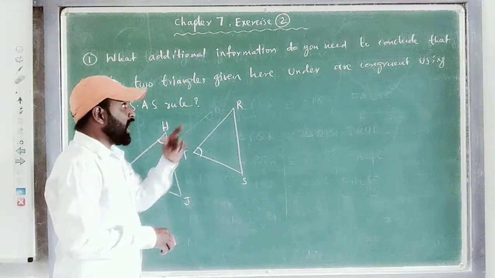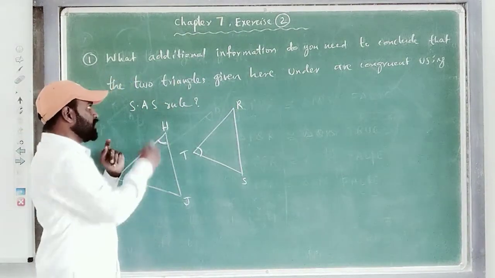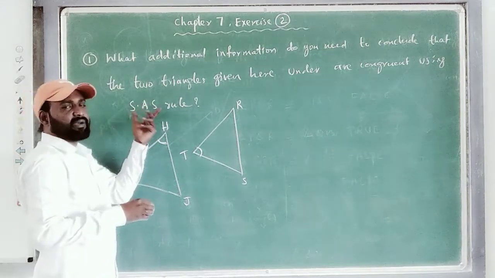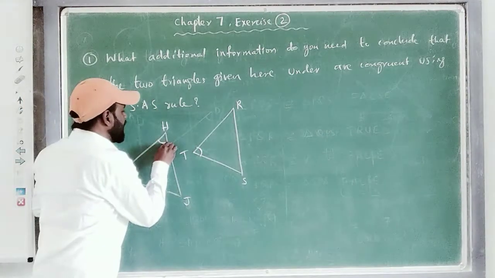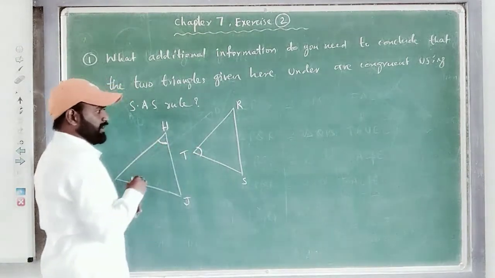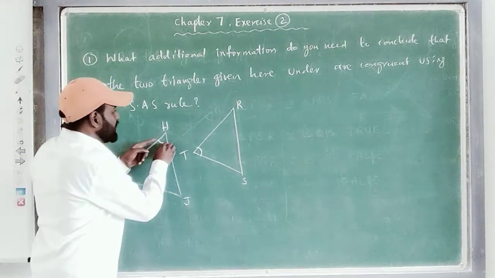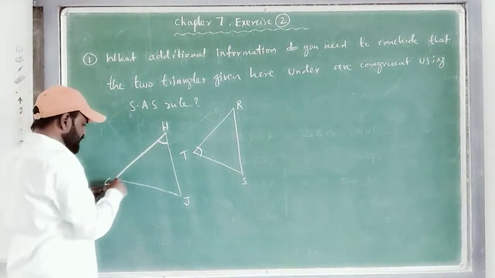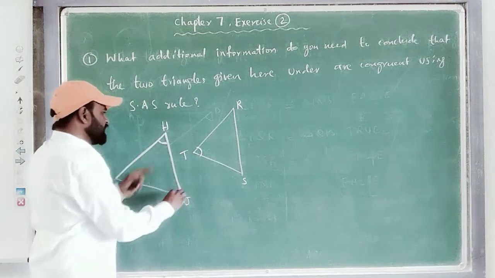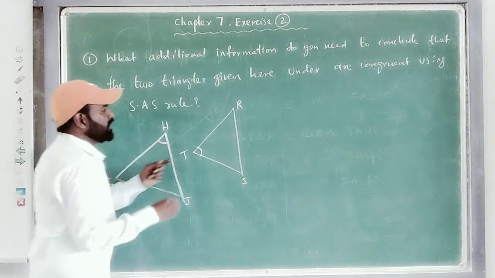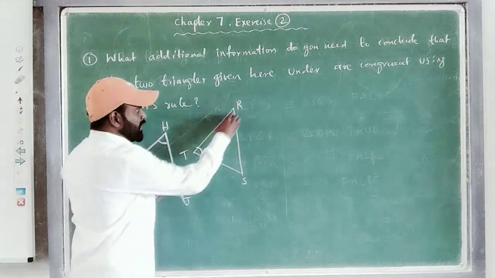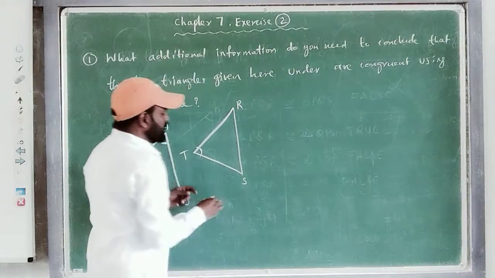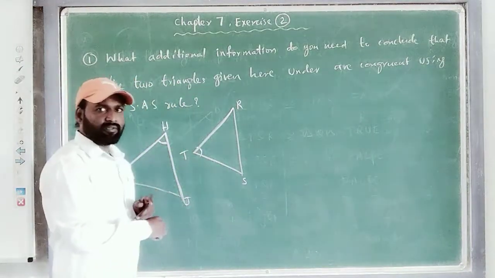That is the question. Under which rule? SAS rule. That means here side, angle, side. That means the angle should be included by the two sides. Here angles are given. Angle H is given, angle T is given. So this angle is included by which two sides? In this triangle, GH and HJ. These two sides. In this, angle T is made with the sides TR and ST. So the corresponding sides we have to write.